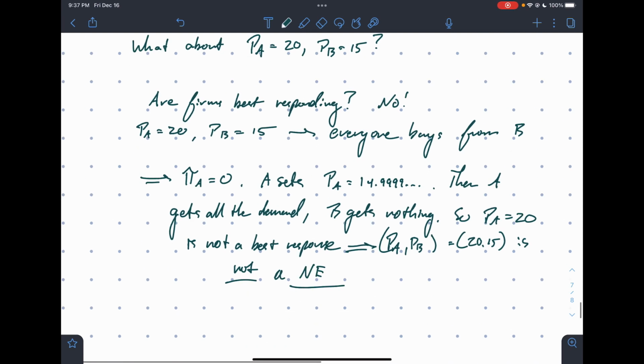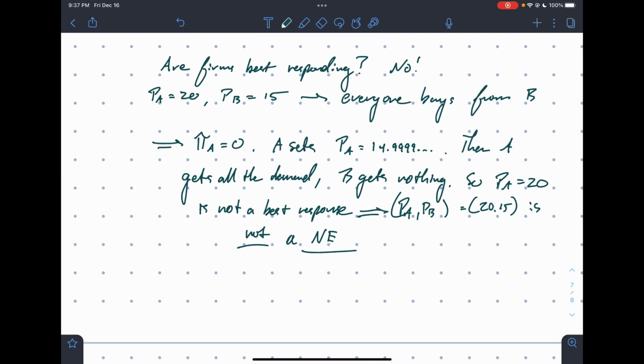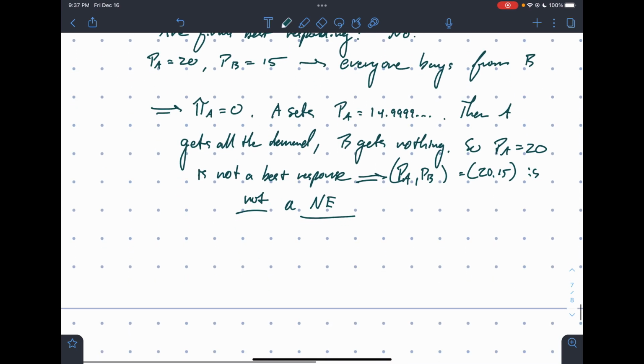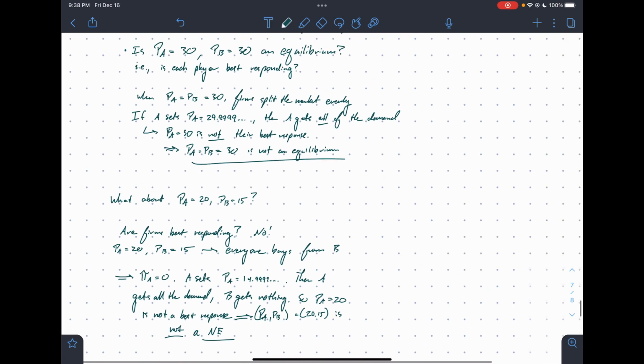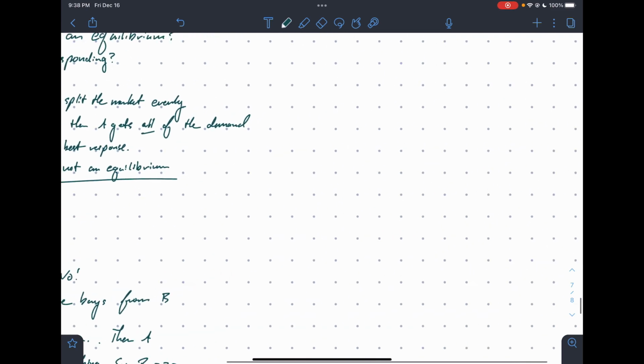Okay, so we did the first two. Now we want to determine what is a Nash equilibrium here. I've shown you two things which aren't equilibria, and now we want to find which one is. So I'm going to do it to the side here.